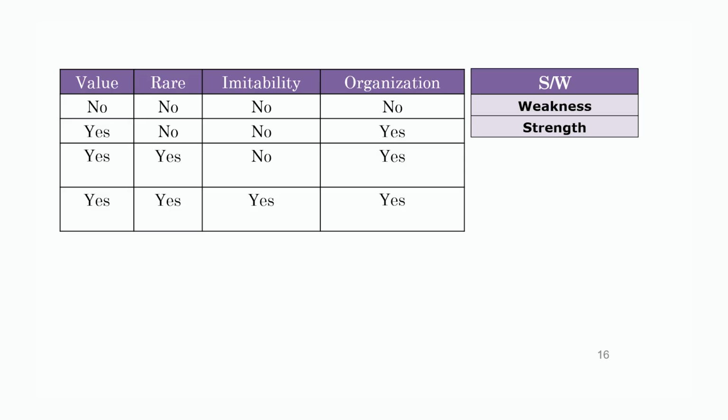If the resource is valuable, it is rare, and you are organized to exploit it, but the answer to the third question is no, that is, is it costly for others to imitate? No. It is your strength and distinctive competency, but only until it has been imitated by others. Once others imitate it, it will not be a distinctive competency.